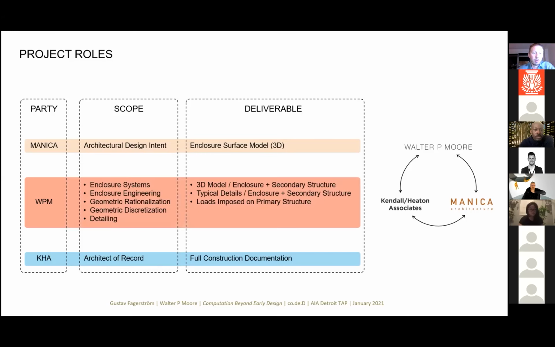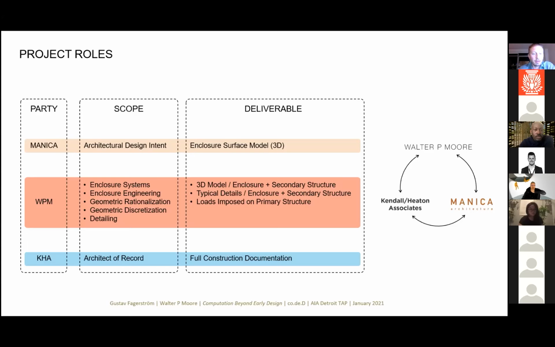So our scope was between an architectural design intent and a set of bid construction drawings. Our task was to formulate and devise enclosure systems, do the enclosure engineering, geometric rationalization, discretization, and detailing, delivering that in the form of 3D models, both for enclosure and the secondary structure that holds up the enclosure, as well as a set of typical details. And of course, reporting the loads imposed on the primary structure from our systems.